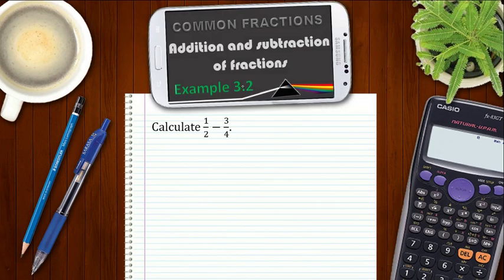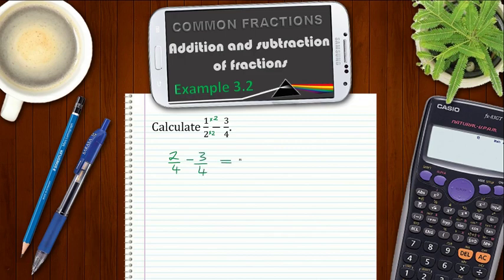So let's look at this example. We need to calculate 1 over 2 minus 3 over 4. So what is our lowest common multiple between 2 and 4? It's 4. So I multiply this one with 2, top and bottom, so that I can get both of them equal to 4. So this is then going to be 2 over 4 minus 3 over 4.